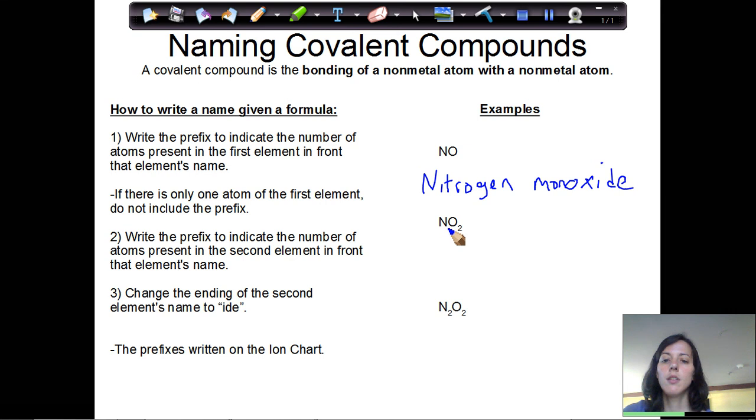For our second example, we'll name it the same way with prefixes as it's covalent, and we aren't going to use the mono because it's the first atom listed and there's only one of them. So we'll just call it nitrogen again. And the prefix on the second element is going to change. Up here there's one of them, now there's two of them. So we're going to use the prefix to indicate that there's two atoms, and we are going to call it dioxide.